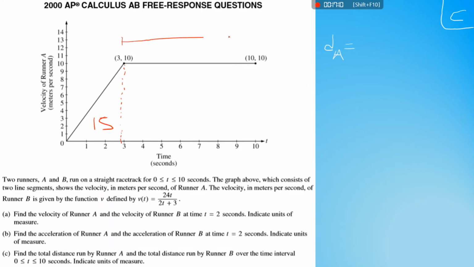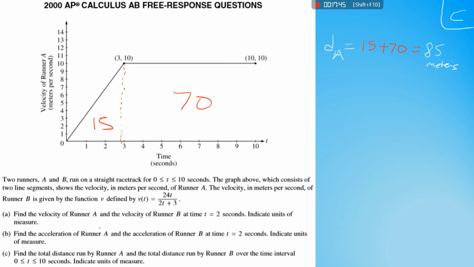How much is from here to here? Oh, I see. 70. Okay, so this is 70. Okay, cool. So what's my total distance? 85. 85 meters. Awesome.